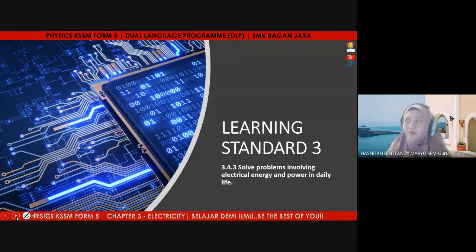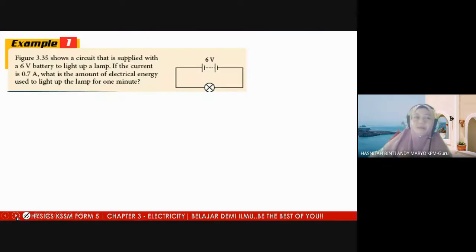It's to solve problems. Just now we generated the formula, so this is now where to use them. So you can get ready with your calculator. Before that, let us check this example in your textbook. Boleh buka buku teks, boleh tengok contoh ini dulu.